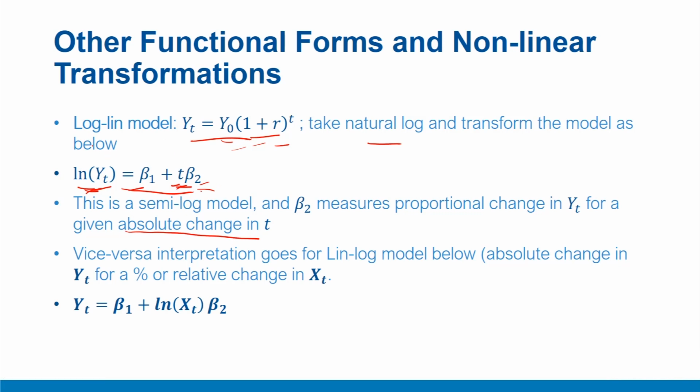Also, this was a log-lin transformation; a vice versa interpretation applies for the lin-log model, that is, absolute change in yt for a percentage change in xt will be applicable to a model of this kind, where xt, the independent variable, is in log form, while yt, the dependent variable, is not in log form, and therefore the interpretation of beta 2 will be, like we said, absolute change in yt for a percentage or relative change in xt.